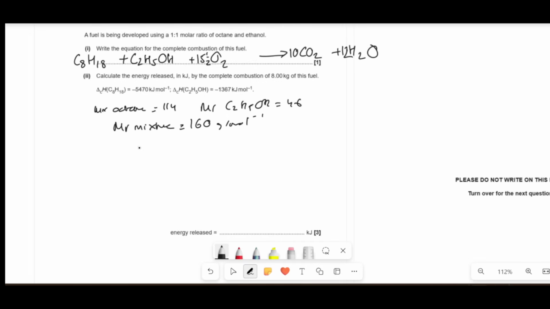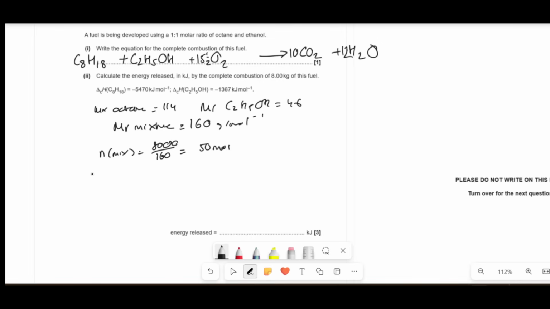Right? So then what we can do is work out the moles of each of these two things together. So the moles of this whole mixture is going to equal 8,000 divided by 160. And if you do that, you get 50 moles. So that means that you've got 1-to-1, 50, right? So that means you have 50 moles of each thing. The way I like to think of it is that we've got 50 moles of fuel, which is the same as these things, right? So that means we have 50 moles of each of these as well, based on the chemical equation.